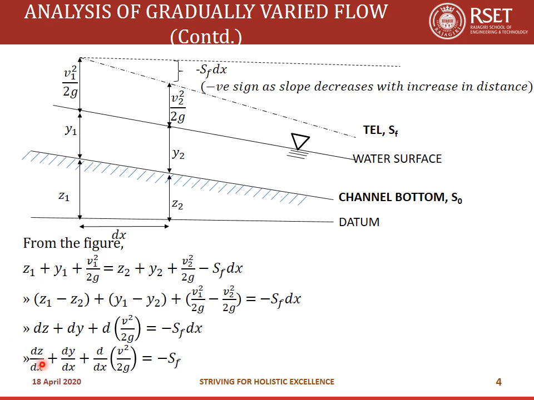I will get dz by dx plus dy by dx plus d by dx of v squared by 2g is equal to minus Sf. It's not over. We're going to continue analyzing this derivation, just like the non-dimensional equation for a hydraulic jump, I had told you that it's a lengthy derivation.